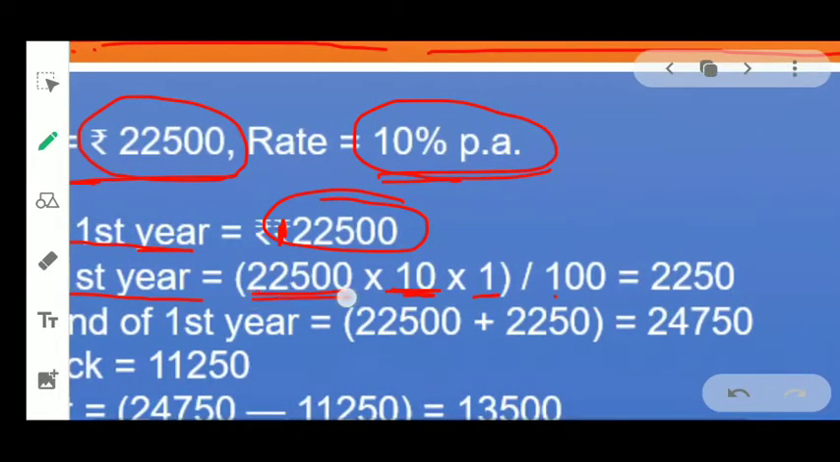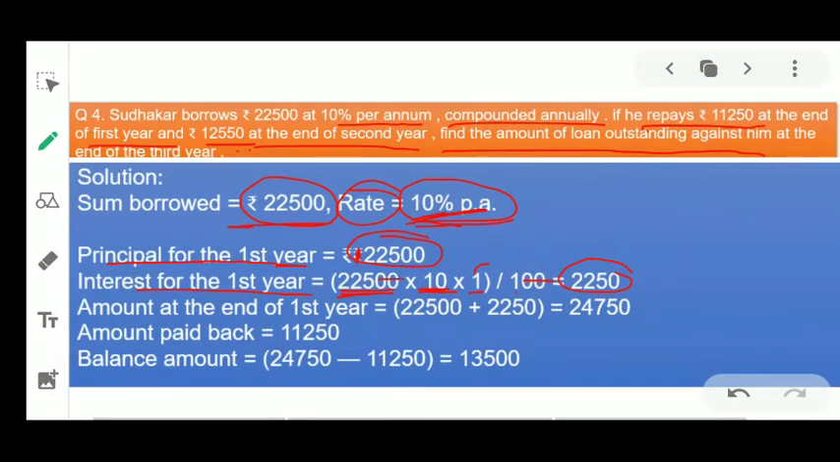22,500 is the principal value, 10 is the rate, that is given as 10% per annum, and 1 is your time, 1 year, by 100. That is your formula, P into R into T by 100. Now the zeros will be cancelled here. Now 225 into 10 gives 2250. That is the interest for the first year.